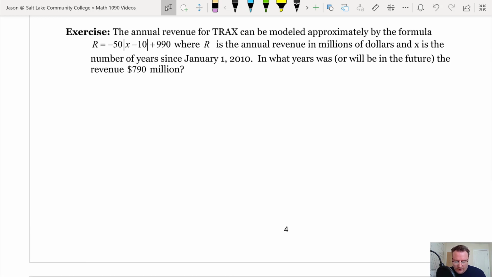The annual revenue for tracts can be modeled approximately by the formula R equals negative 50 times the absolute value of x minus 10, plus 990, where R is the annual revenue in millions of dollars, and x is the number of years since January 1st, 2010. In what years was, or will be in the future, the revenue $790 million?